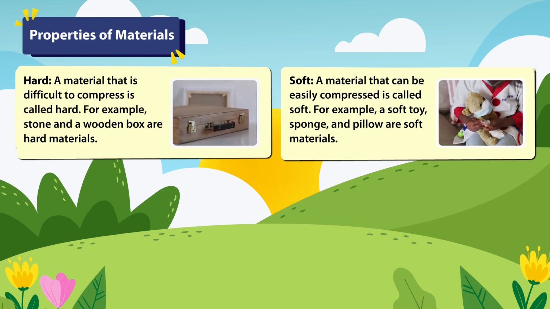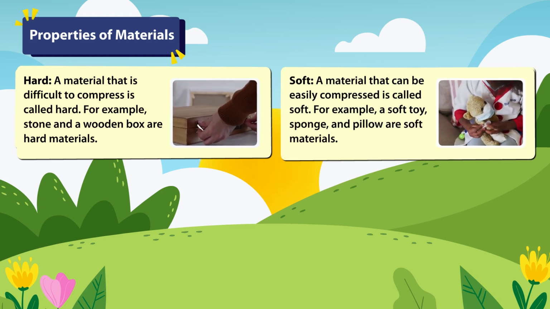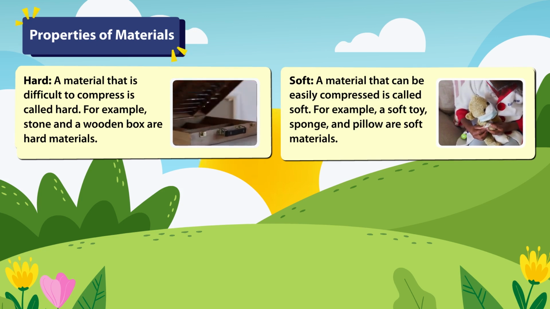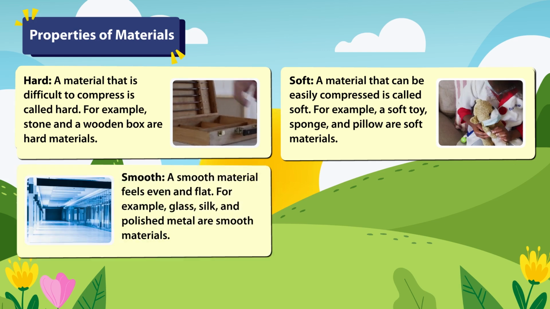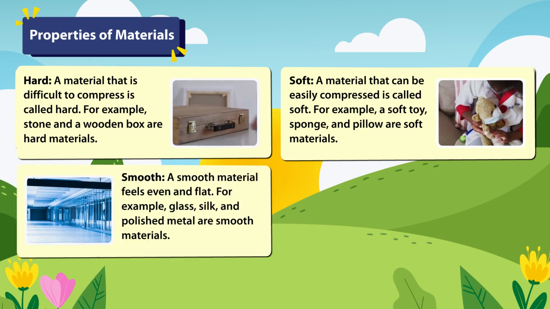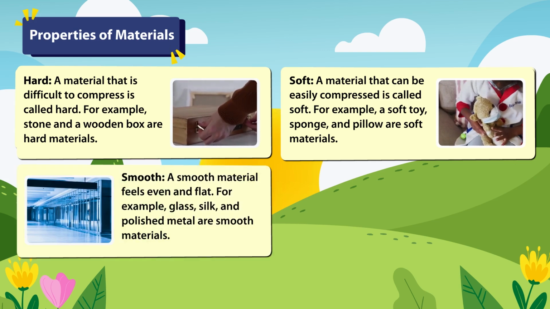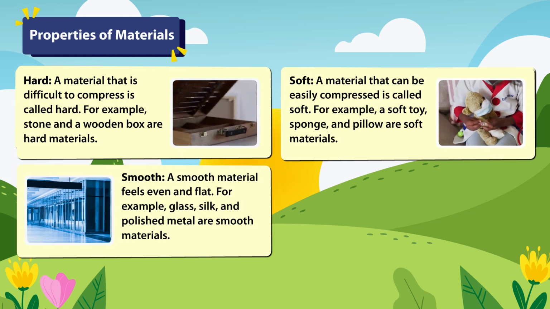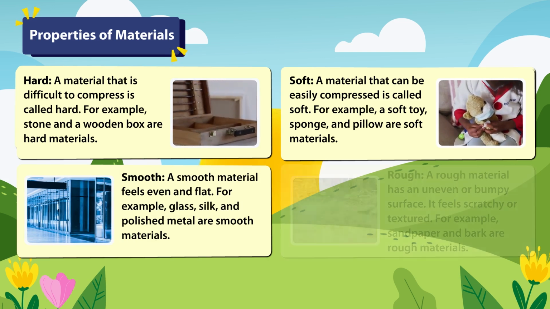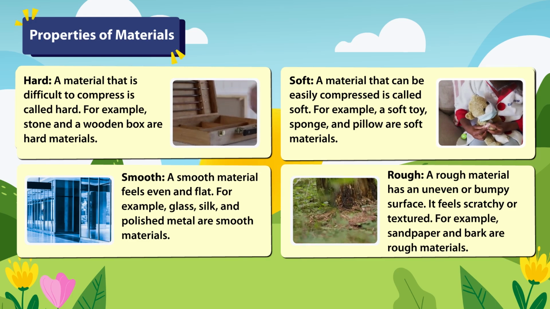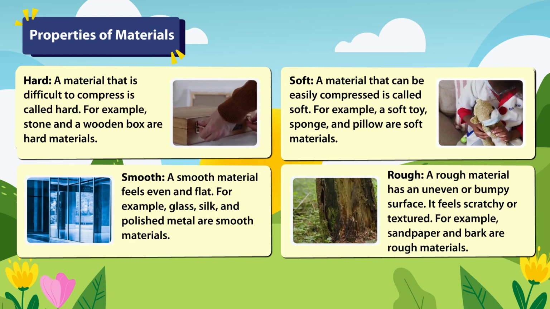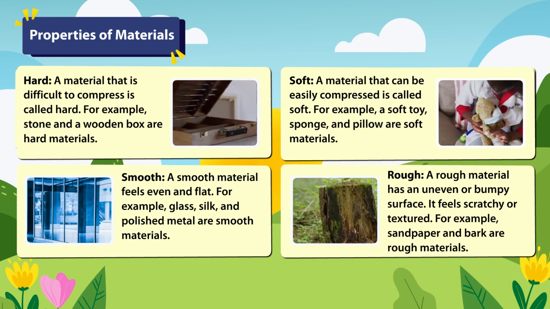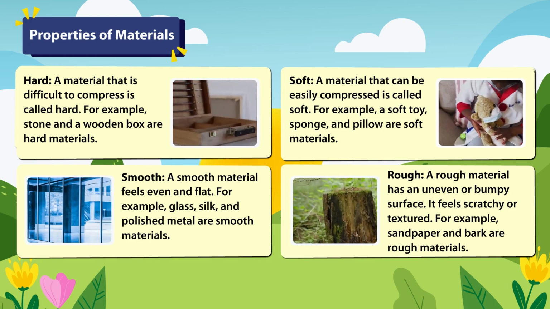Soft. A material that can be easily compressed is called soft. For example, a soft toy, sponge, and pillow are soft materials. Smooth. A smooth material feels even and flat. For example, glass, silk, and polished metal are smooth materials. Rough. A rough material has an uneven or bumpy surface. It feels scratchy or textured. For example, sandpaper and bark are rough materials.